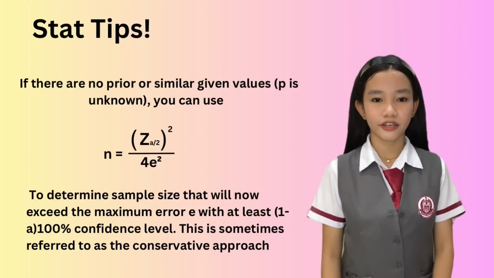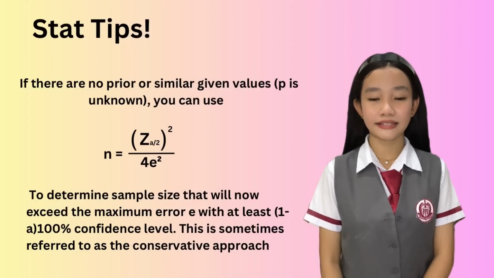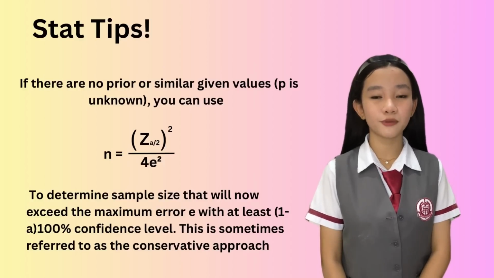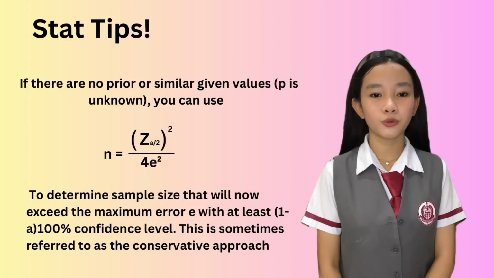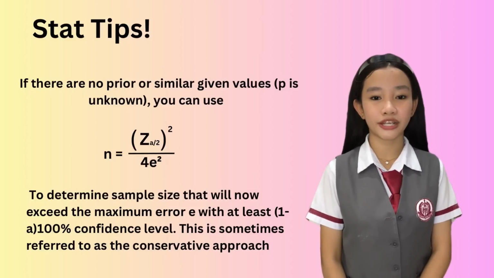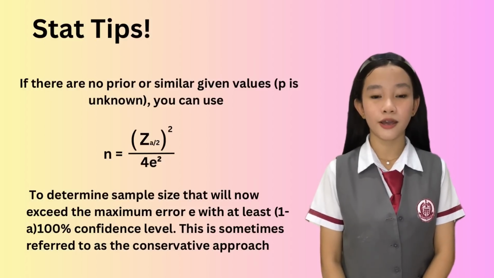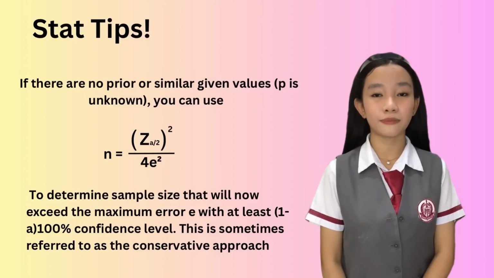Stat tips. If there is no prior or similar given value and p is unknown, you can use n equal to z subscript alpha over 2 squared over 4e squared to determine the sample size that will not exceed the maximum error e with at least 1 minus alpha multiplied by 100% confidence level. This is sometimes referred to as the conservative approach.